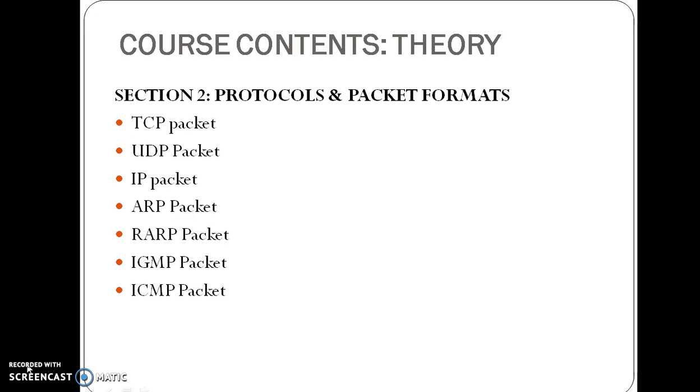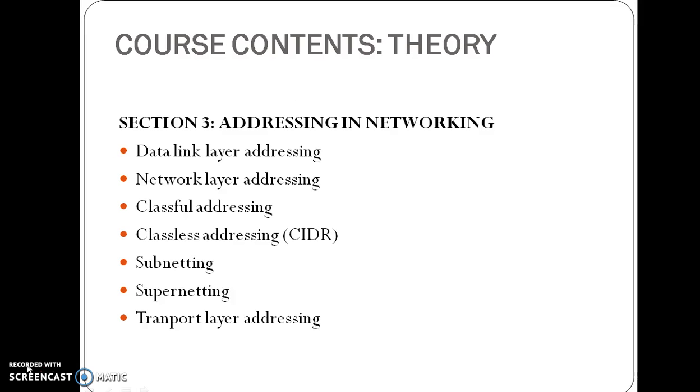Section 2 includes the protocols and the packet formats. As we know that OSI or TCP model have different layers, the data link layer, network layer, and transport layer. So in every layer, what format the packet takes, we'll learn over here. So we'll study about a TCP packet, a UDP packet, an IP packet, ARP, RARP, IGMP, and ICMP packet.